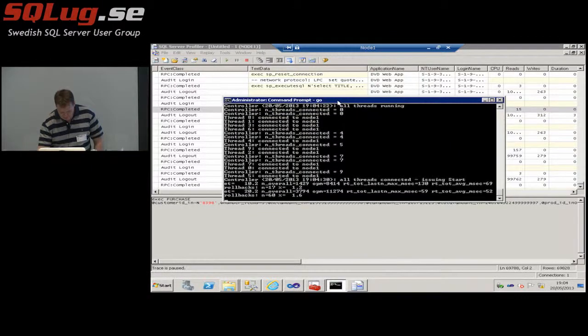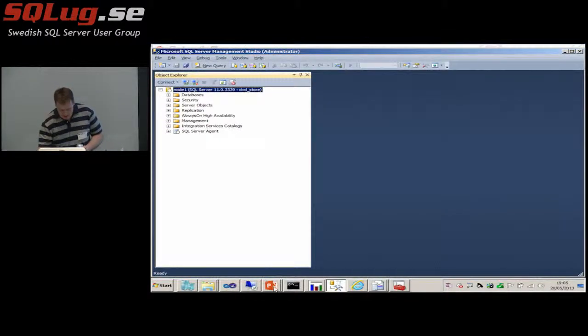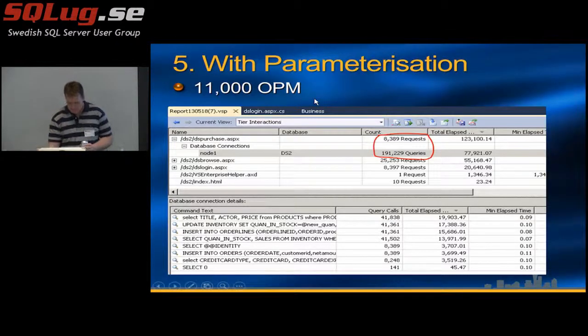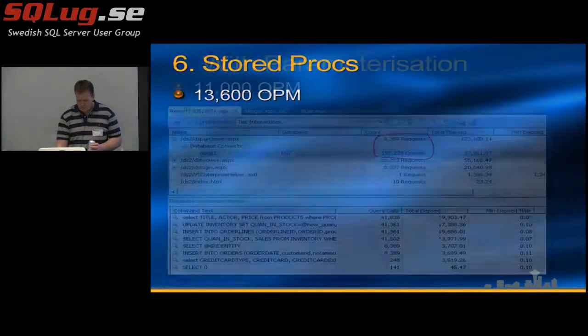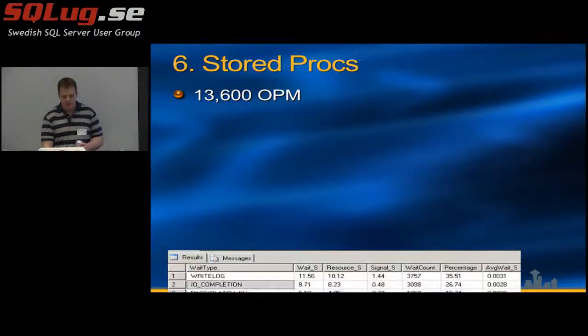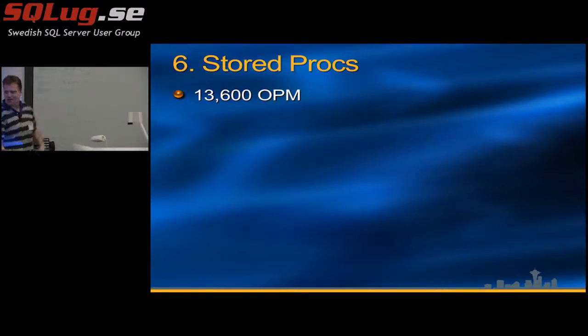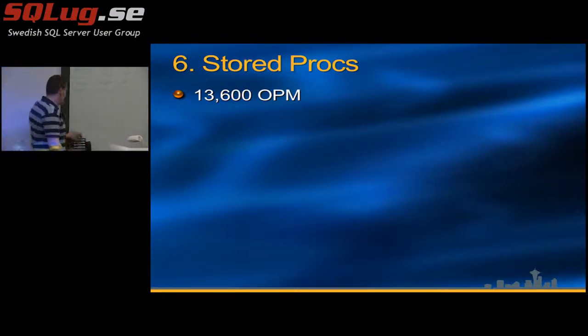And now it'll take a while. As it happens, in this case, when I tested this on slightly different hardware, it went from 11,000 to 13,600. So not a huge gain. If you look at the parameterization, we went from 3,800 to 13,000, which is like a 5x gain. Converting it to stored procedures only gave us a little bit of a gain.